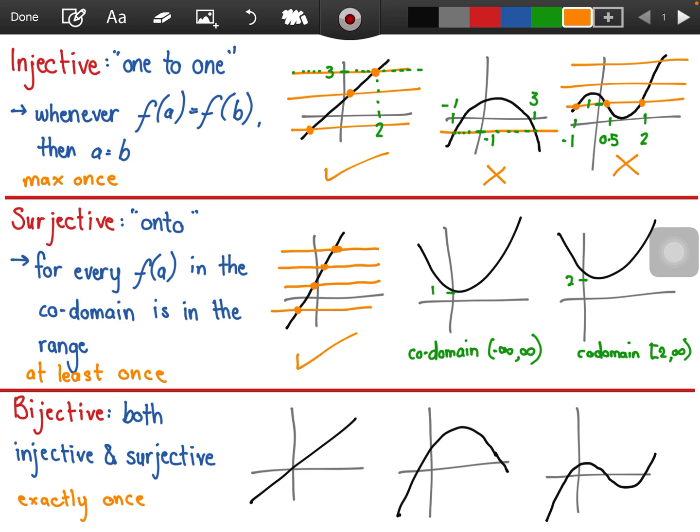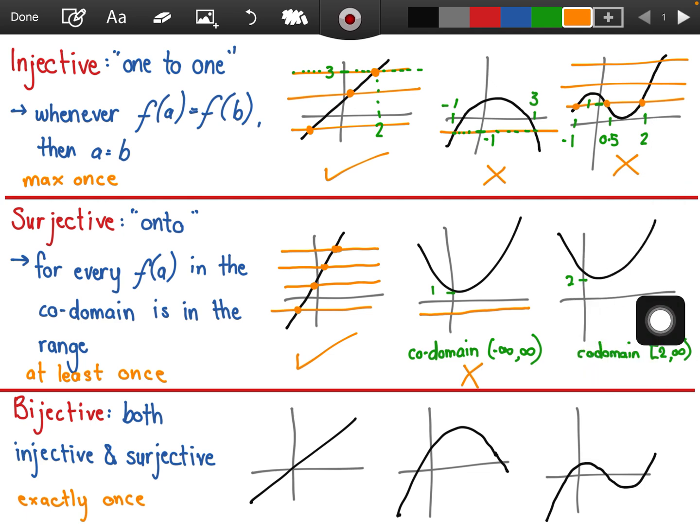Now an example of why this might not be the case is in a graph like this, where the codomain is minus infinity to infinity, because a number, let's say -1 on the y-axis, is not in the range. It is in the codomain because it's between minus infinity and infinity. But when we draw my horizontal line at -1, we can see it was not in the range for this function. So this one is not surjective.